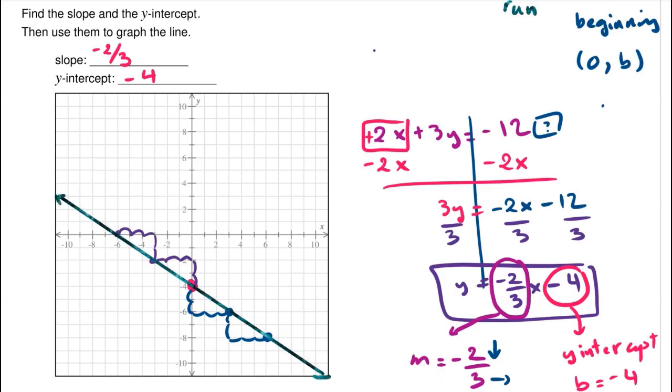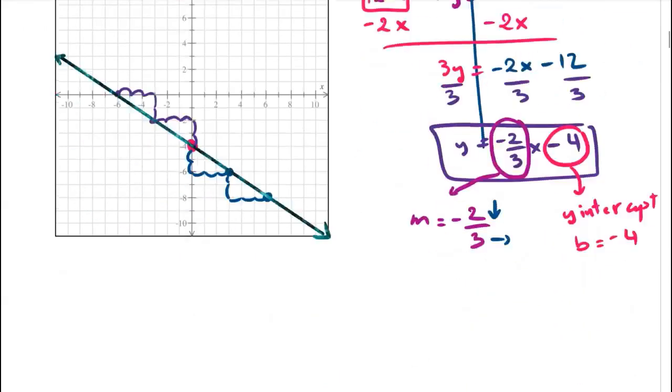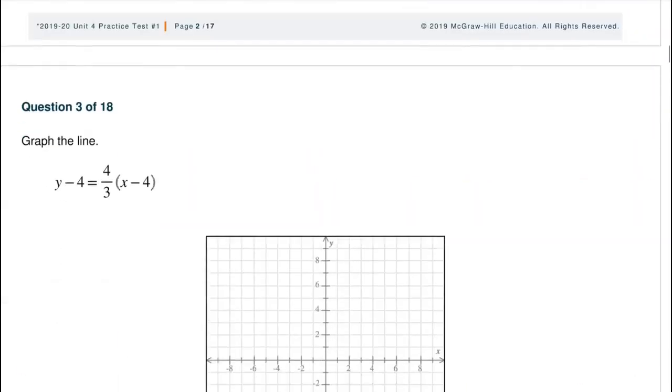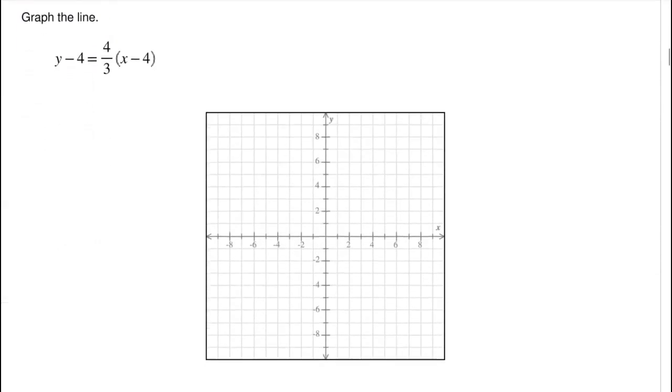Alright, that's it for number 2. Number 3, graph the line. So as you see from the last problem, to graph a line you need to know a point and a slope. Okay, point and a slope.